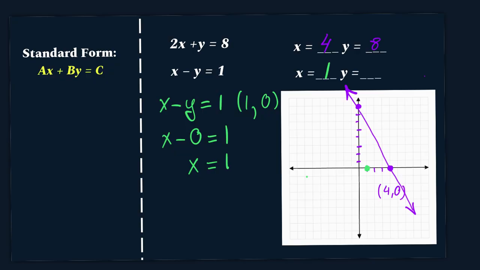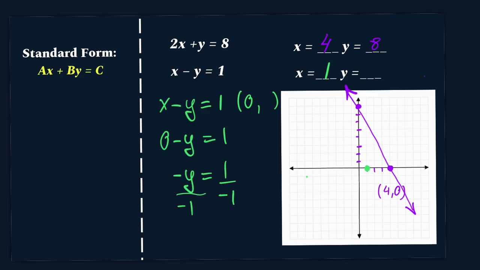And let's find the y-intercept, which will mean that x is 0 and y we'll find out in a minute. All right, so let's set x to 0. 0 minus y equals 1. So negative y equals 1. Don't stop here, because negative y means negative 1 times y. So we have to divide both sides by negative 1. And so our answer will be negative 1. So our y-intercept is negative 1.